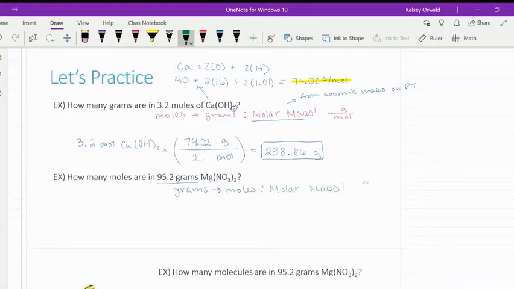Because that tells us how many grams we have in 1 mole, or grams per mole. So again, we never start with the conversion factor, so we're going to start with what we're given. We start with our 95.2 grams. We need to cancel out grams and convert that to moles. So we need to find our molar mass of Mg(NO3)2.